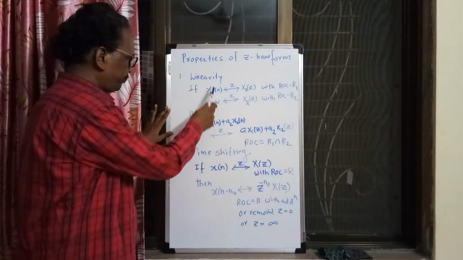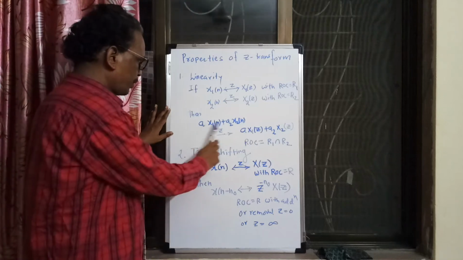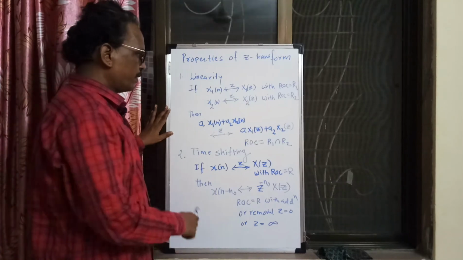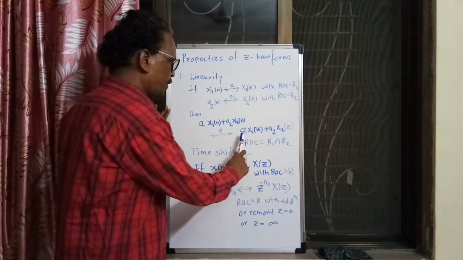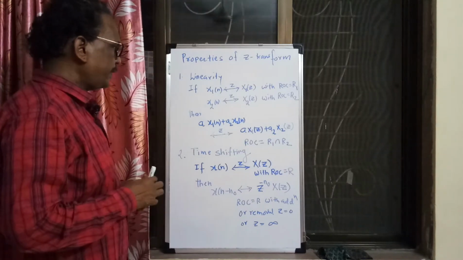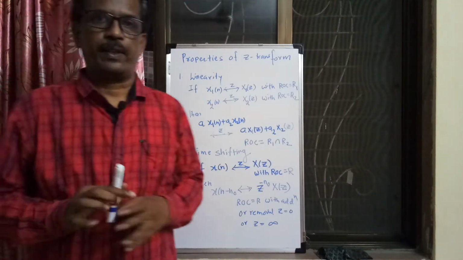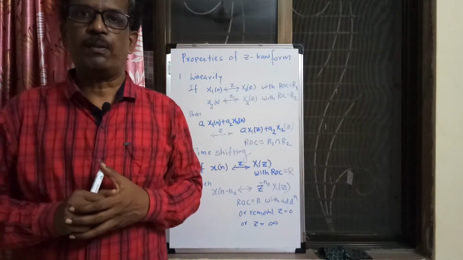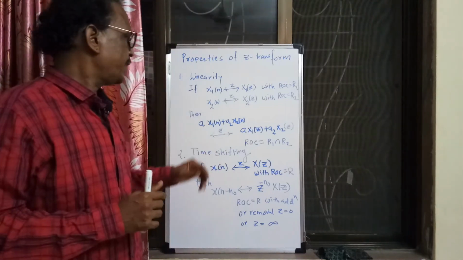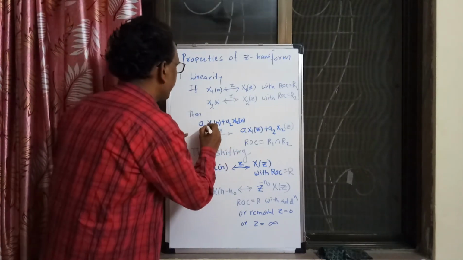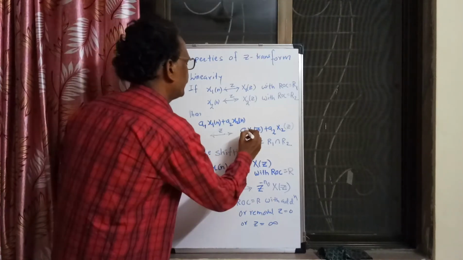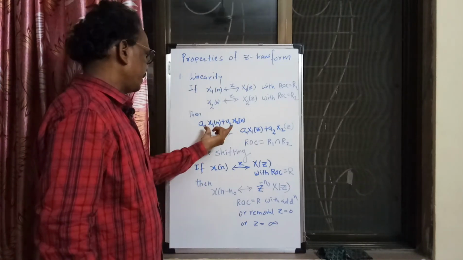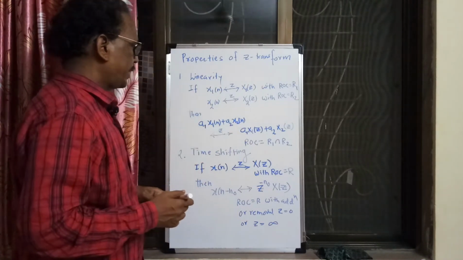So when I combine two signals, a linear combination of two signals in the time domain, if I take the Z transform of that linear combination, then the resultant Z transform is also a linear combination of their individual Z transforms. Whenever we have two signals, and I take the linear combination of these two signals, let us say A1 x1[n] plus A2 x2[n], these A1 and A2 are scalars. If we combine two sequences in this fashion, we say it is a linear combination of x1[n] and x2[n].